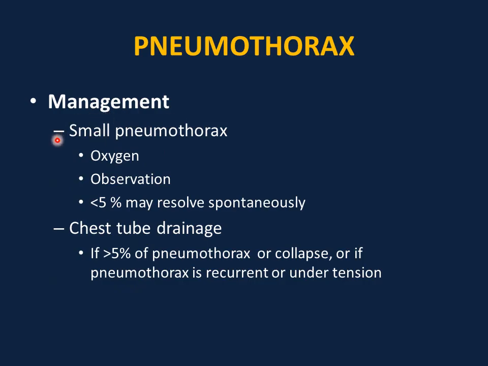Management of pneumothorax: for small pneumothorax, oxygen is helpful. Observation: less than 5% may resolve spontaneously with no treatment. Chest tube drainage if more than 5% pneumothorax or associated with collapse, or if pneumothorax is recurrent or under tension.